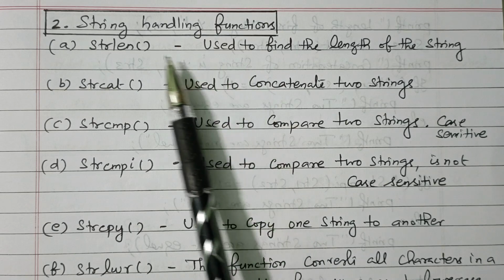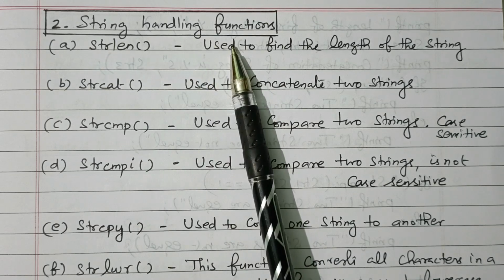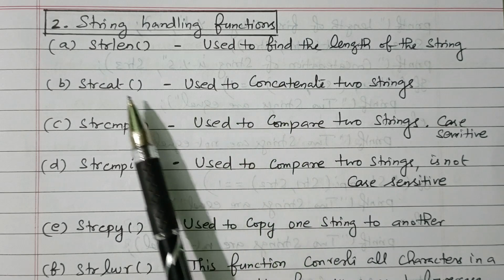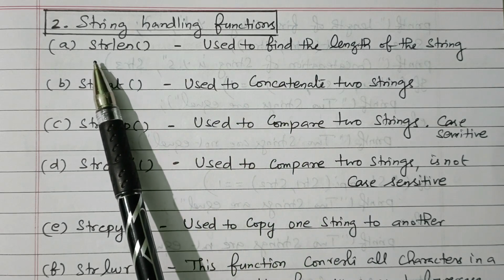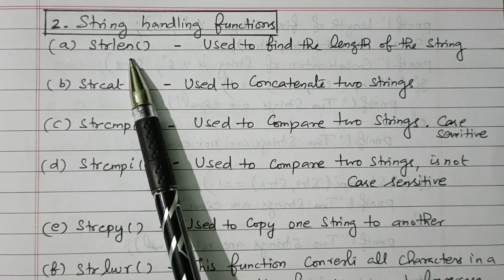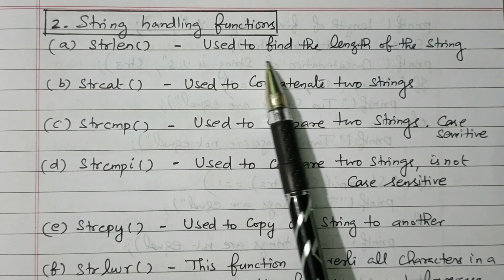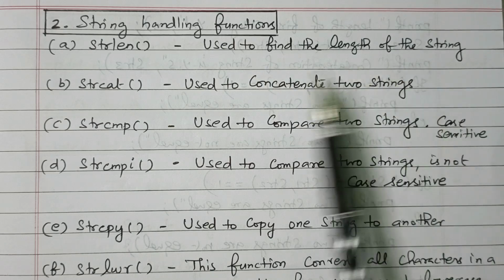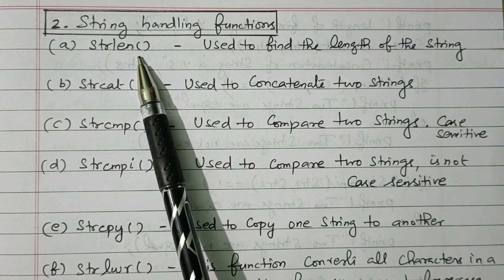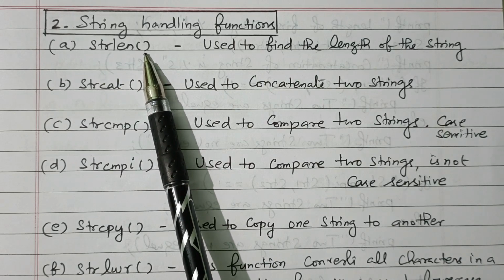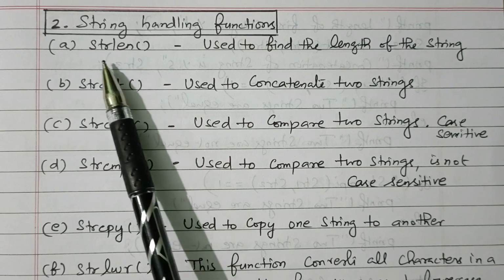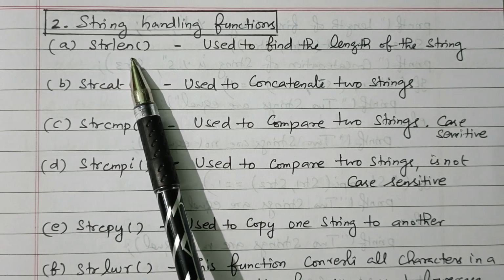Now we'll go to the topic string handling functions in the C programming language. First we'll see what string handling functions are available. First one, strlen, that is string length, used to find the length of the string. If you specify which string you want to find the length of, it will give the string length, how many characters are available.